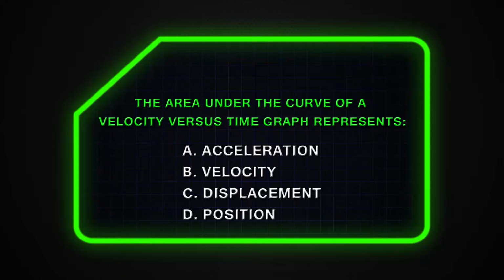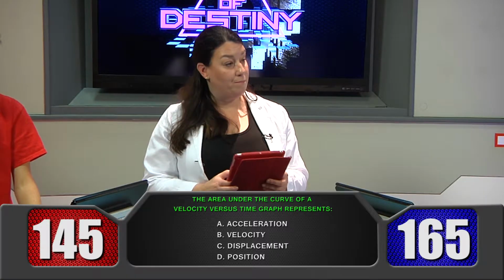Math for 10. The area under the curve of a velocity versus time graph represents: A, acceleration, B, velocity, C, displacement, or D, position. Blue team, C. Displacement. That is correct.